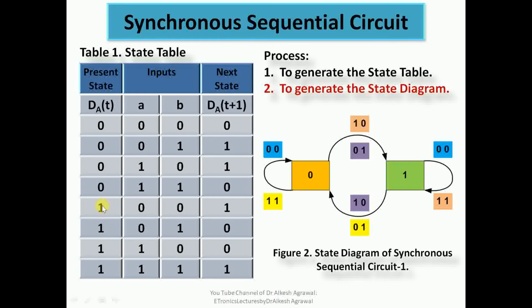For the next row we have a transition from 1 to 1 with input 0 0, so we have this self transition from 1 to 1 with inputs 0 and 0. The next transition is from 1 to 0 with input 0 1. Then we have a transition from 1 to 0 again with inputs 1 0. And the last is the self transition from 1 to 1 with inputs 1 1.